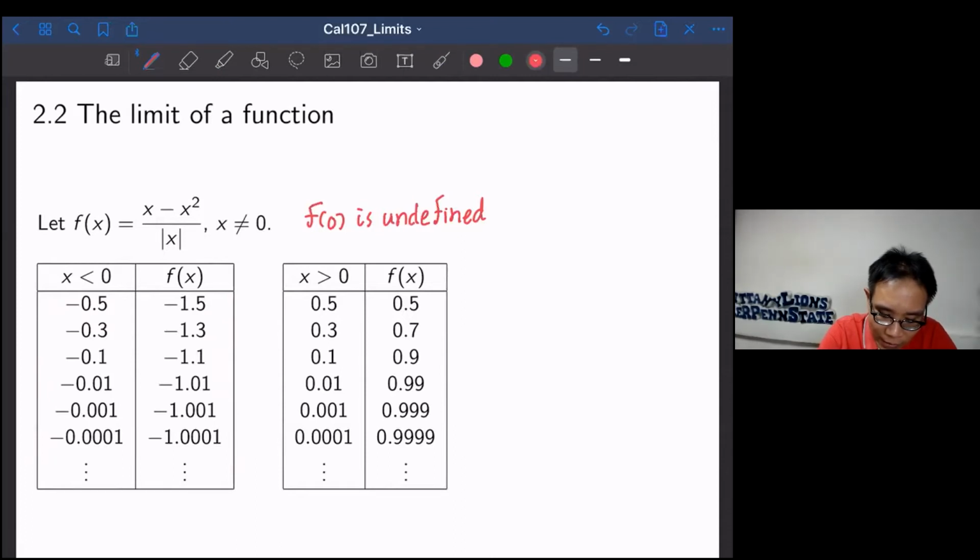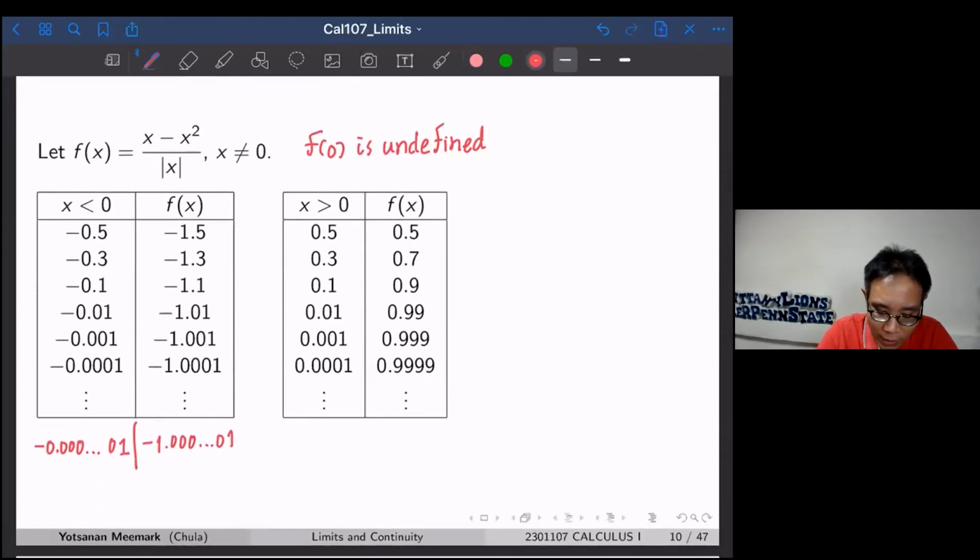So in this case, x is equal to negative 0.0 and so on, with many 0s and 1s like this. You're going to see that the value turns out to be negative 1.00, with many 0s and 1s here. And you see that this value will approach negative 1 when x approaches 0.